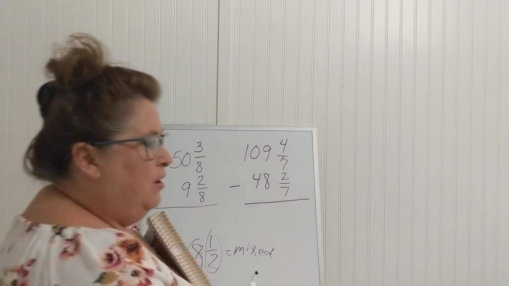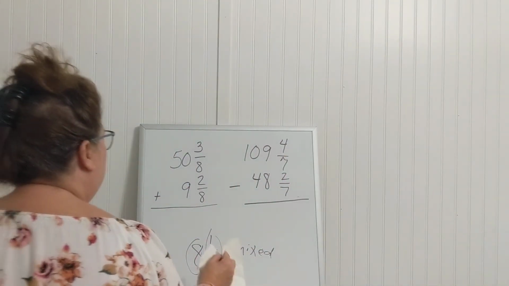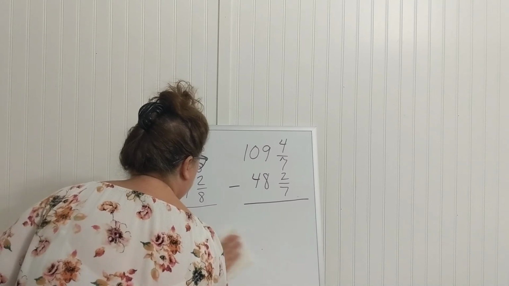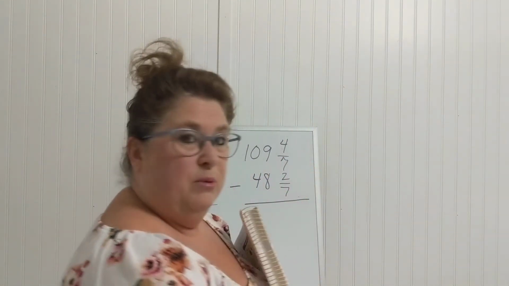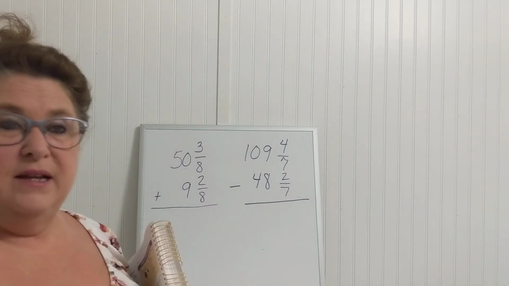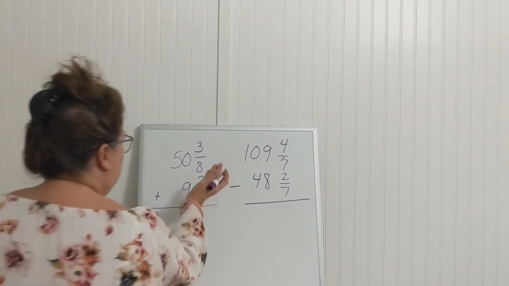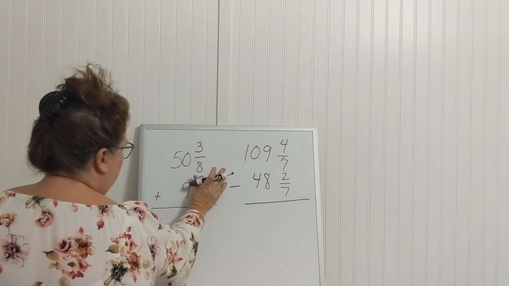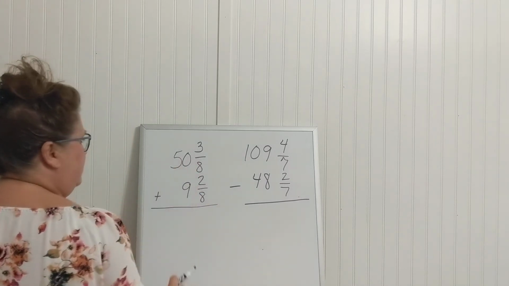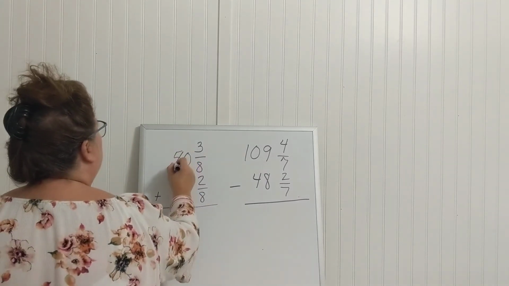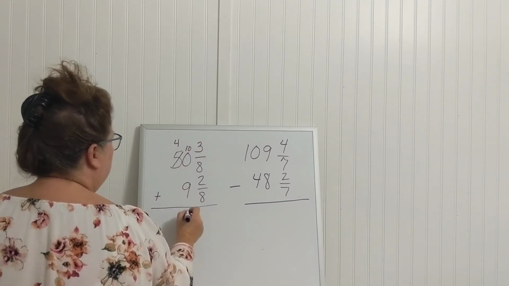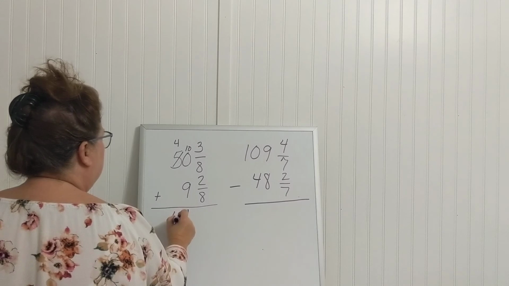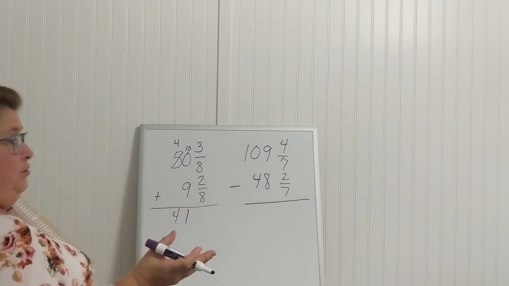Now, don't automatically start thinking, oh my gosh, this is where I'm gonna start not getting it. No, it's not. This is simple, simple, simple. When you add or subtract mixed numbers, first you just look at your whole numbers. You have 50 minus 9. Can we say 0 minus 9? Nope. We borrow from our 5, make it a 4. Our 0 becomes 10. 10 minus 9 is 1. 4 minus 0 is 4. There's our whole number done.